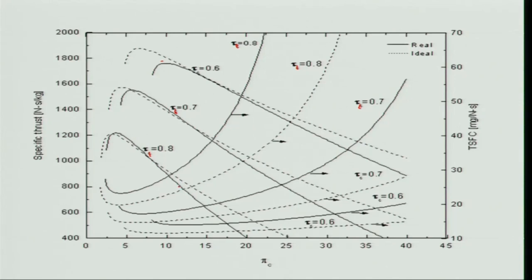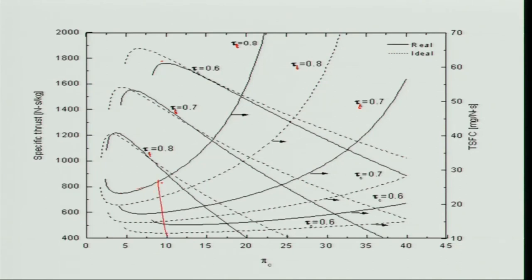And of course, if you look at TSFC, which is just opposite, for tau t of 0.8, the thrust specific fuel consumption decreases and attains a minimum value, and then again increases for the real cycle. You will get a similar thing for the ideal cycle. The only difference between the real case and the ideal case is that the real case will have a higher TSFC for a particular value of pressure ratio.